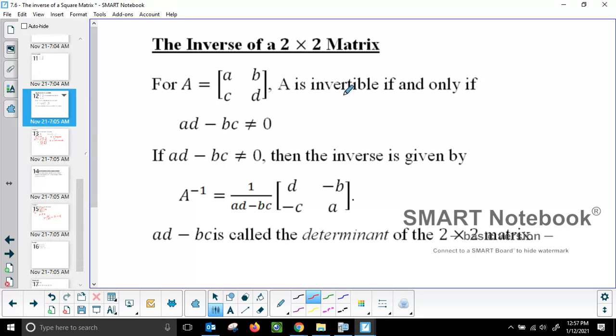All right, this is the formula to find the inverse of a 2 by 2 matrix. So again, if I have some matrix A, which is 2 by 2, and we'll call those entries A, B, C, and D, just like we did when we were talking about the determinant. A is invertible if and only if AD minus BC is not equal to 0. If you remember, AD minus BC is what we just talked about earlier. That's called the determinant.